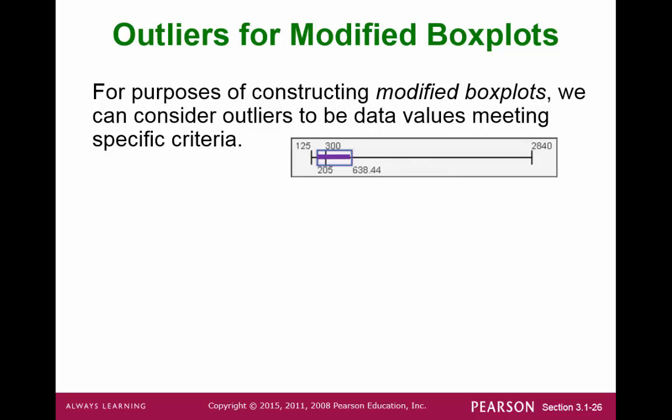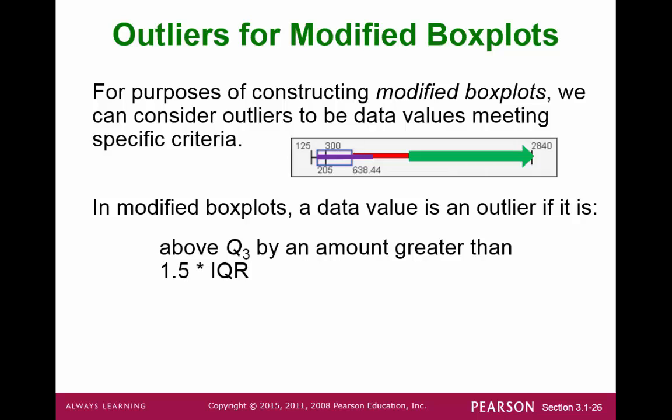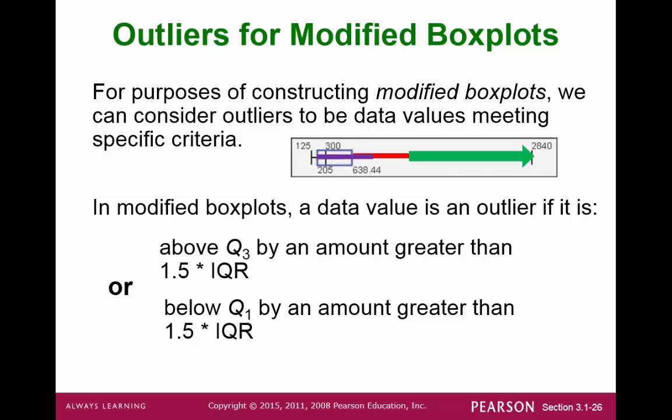Think of the IQR as the base of the box for your box plot. Then 1.5 times the IQR is about 1.5 times the base of the box. If we move this length to start from Q3, we can consider anything larger than this value to be an outlier. So anything larger than Q3 plus 1.5 times the IQR would be considered an outlier. Similarly, anything less than Q1 minus 1.5 times the IQR would be an outlier on the left side.